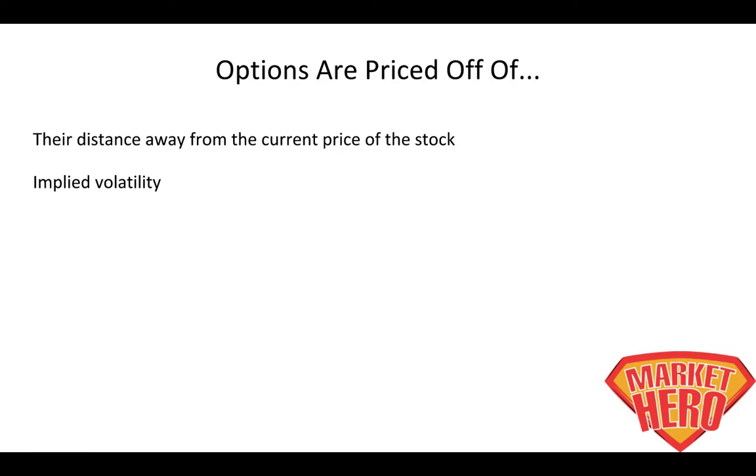So these are how options are priced. When options come out and they're tradable all day, every day, this is what they're priced off of. And again, it's mostly implied volatility. Now, options settle off of something else. They're priced off of the expected move, or implied volatility, but when they settle or expire, they get priced off something else.